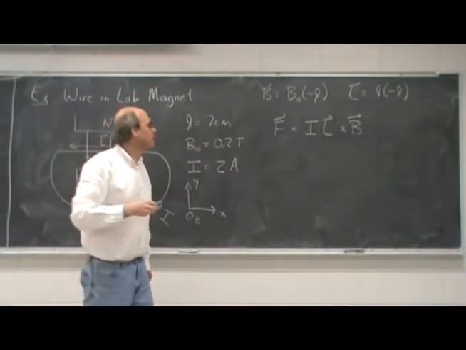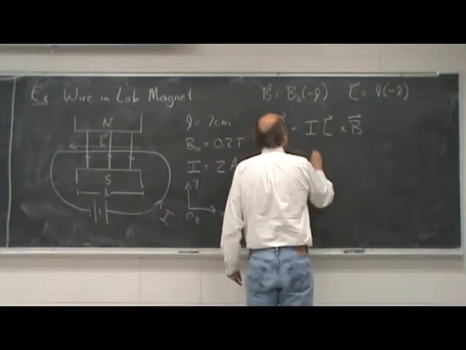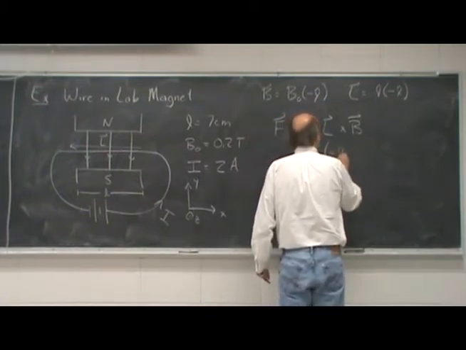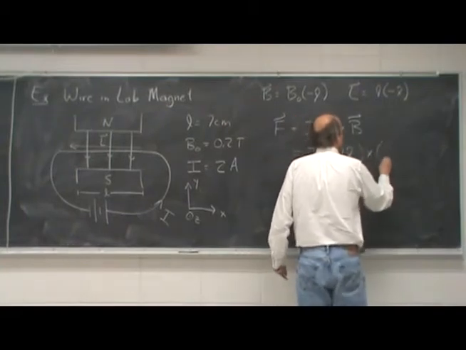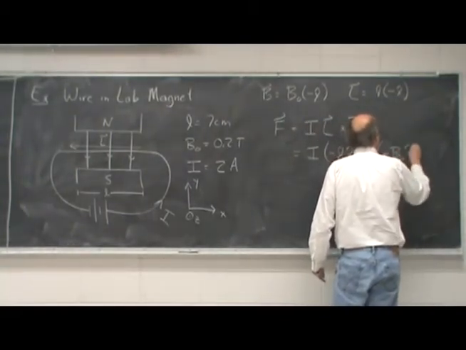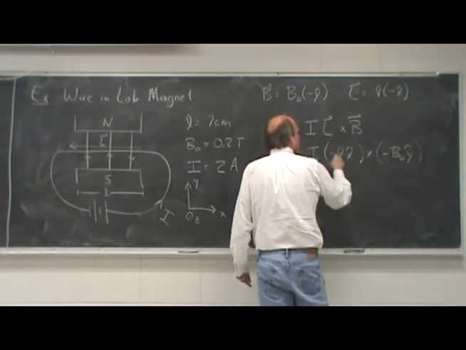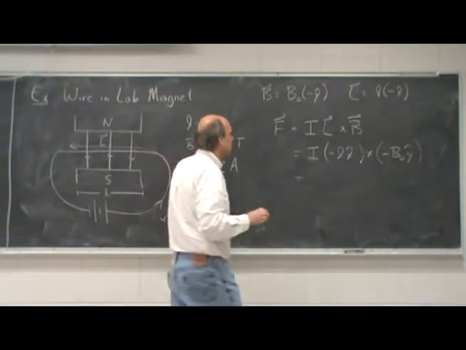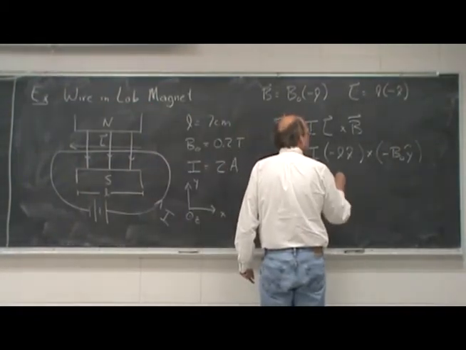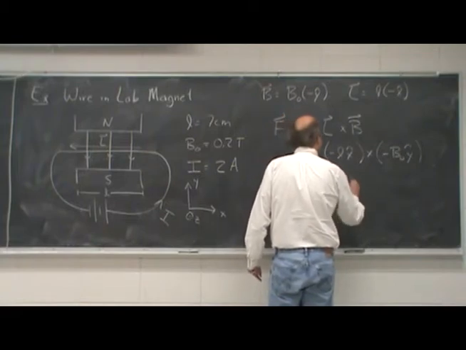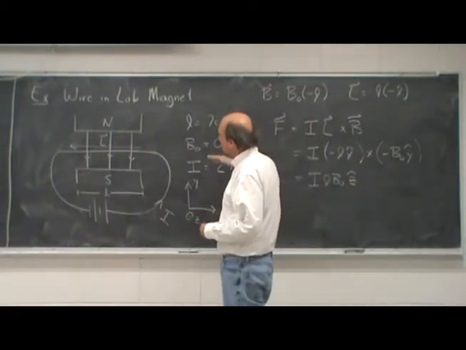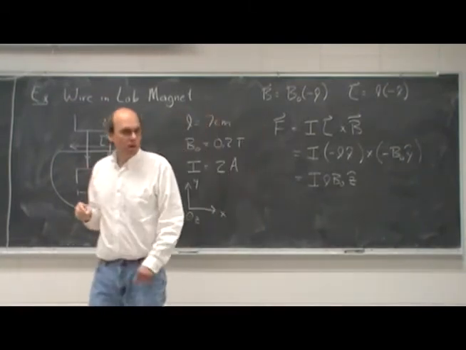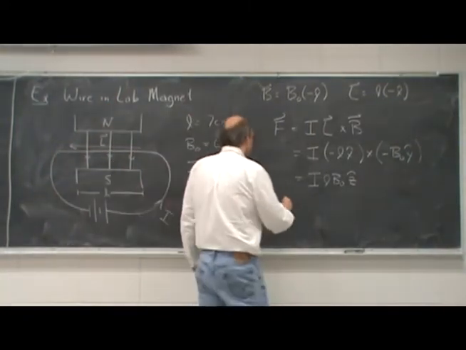And so we just substitute and do the cross products. This is an easy cross product. I times minus L x hat cross minus B naught y hat. Minus signs cancel. We pull the L and the B naught out, and then X cross Y is Z. So we get I L B naught Z hat. So we get a force out of the board. Let's see. L cross B is out of the board. That's right.